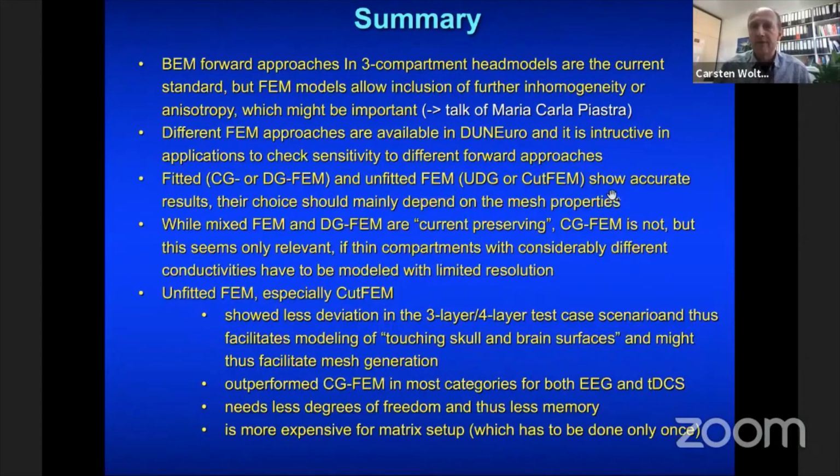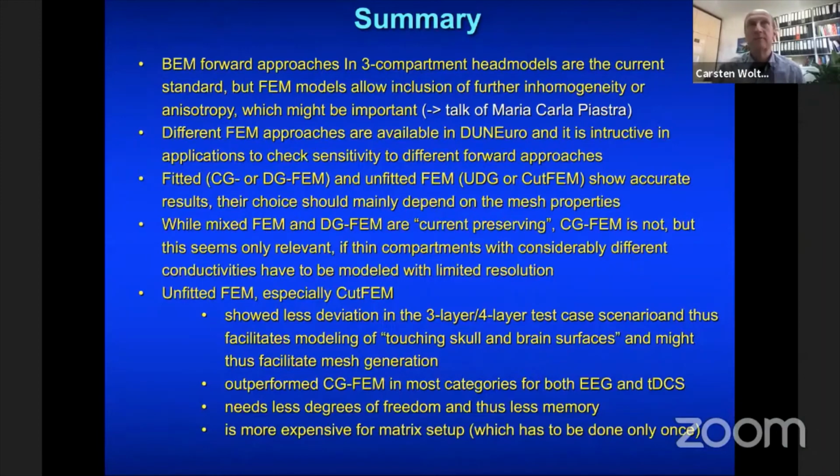Fitted and unfitted FEM show accurate results. Their choice should mainly depend on the mesh properties. So the most important is, if you do not have level sets, you cannot use unfitted FEM because it needs this input information. So if you only have voxel segmented MRI, then you have no choice but to use CG or DG or mixed FEM on that hexahedralized head model.